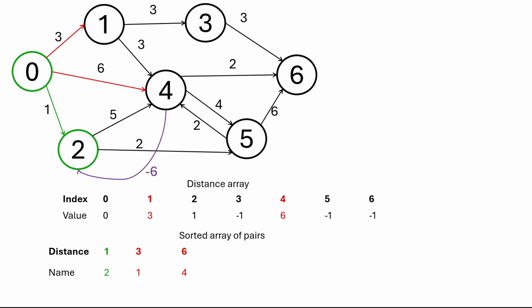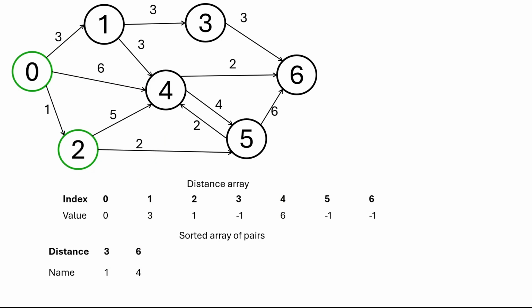This wouldn't be the case if we introduce this mysterious purple edge with negative weight. Now the shortest path to node 2 is the one through node 4. As you could probably guess, Dijkstra's algorithm is not suitable for graphs with negative edges.